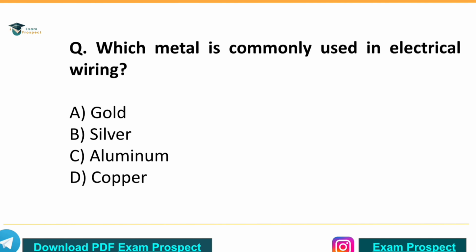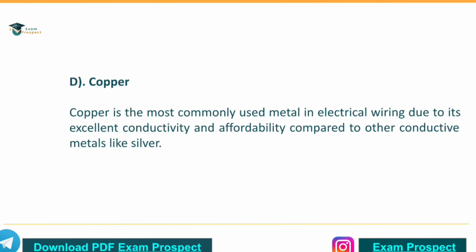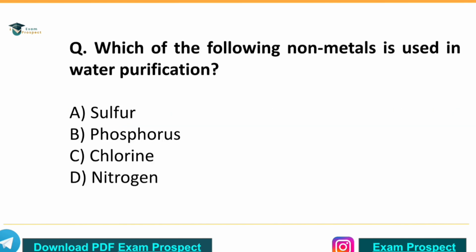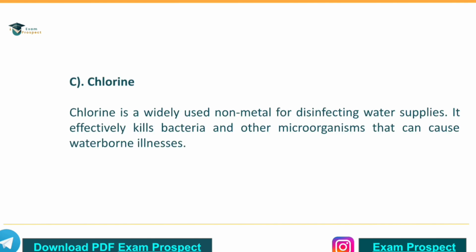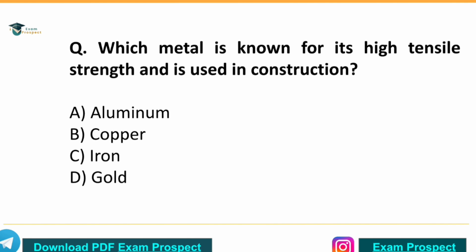Next question, which metal is commonly used in electrical wiring? The correct answer is option D, copper. Next question, which of the following non-metals is used in water purification? The correct answer is option C, chlorine. Next question, which metal is known for its high tensile strength and is used in construction? Obviously, here the correct answer is option C, iron.